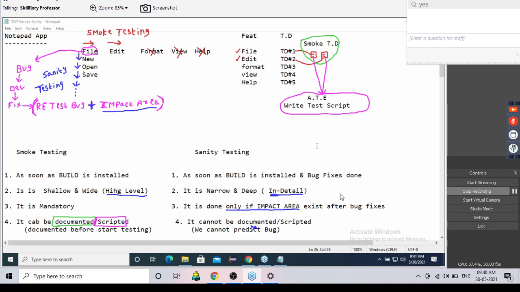Rajeshwari, can testing of impact area alone we call it sanity testing? Testing of impact area is only sanity testing. But that's good. The question is, when retesting of the bug is not there, how can you test the impact area? Impact area comes into the picture only because the developer has fixed the bug, right? So this is not a separate thing.